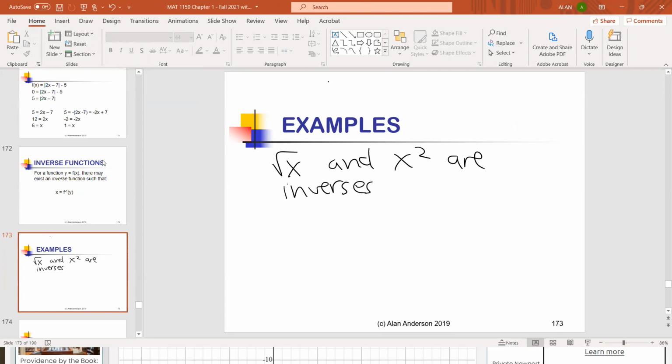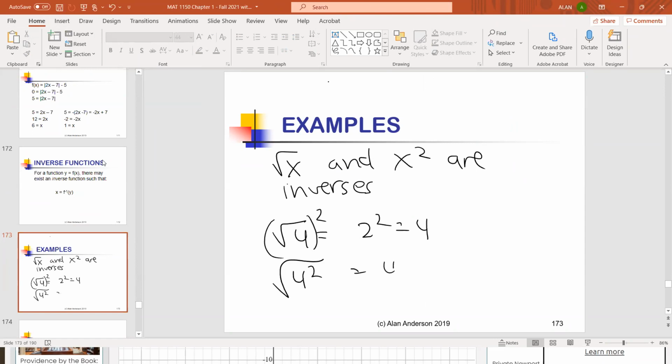So if you were, for example, to take radical 4 and then square it again, you would get 2 squared, which is 4. And if you were to take 4 squared and then take the square root of that, you'd also end up with 4. So like I said, think of these as inverses of each other in the sense that if you apply both of these to a value like 4, you'll end up with 4 again.